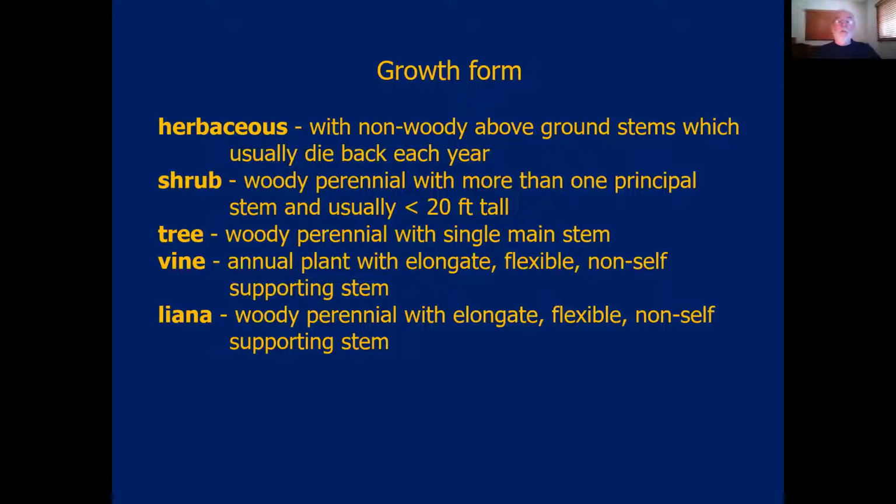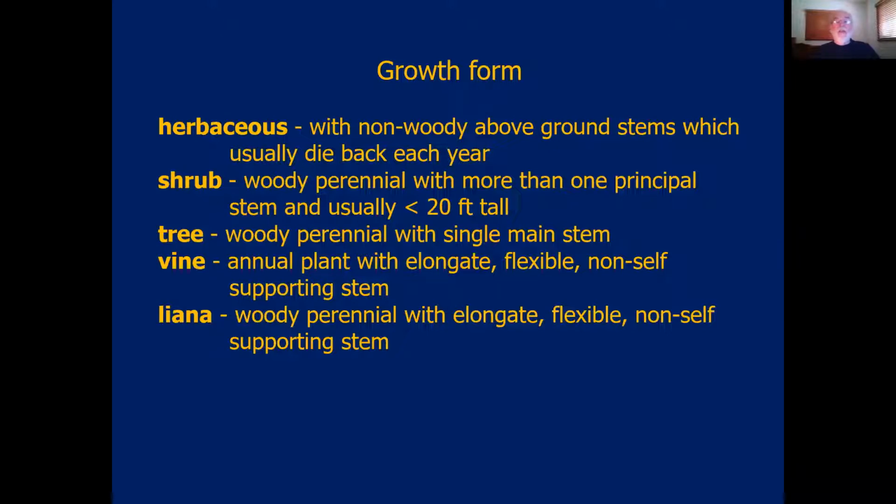A shrub is a woody perennial. They produce true wood. They live for more than 2 years. But they normally have more than one stem. They branch. They're profusely ramified from the base, and they're normally not very tall. They're normally less than 20 feet tall, less than 5-6 meters tall.